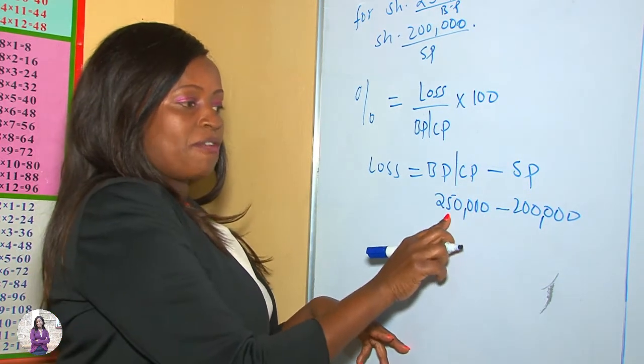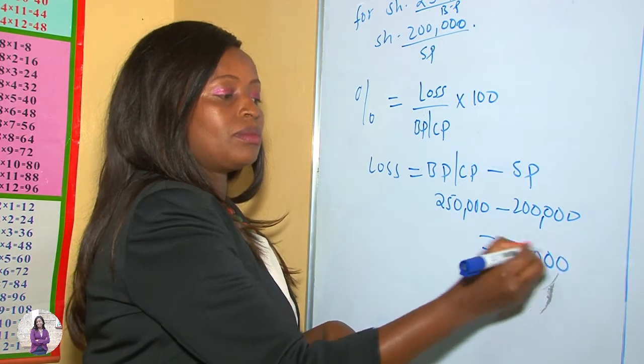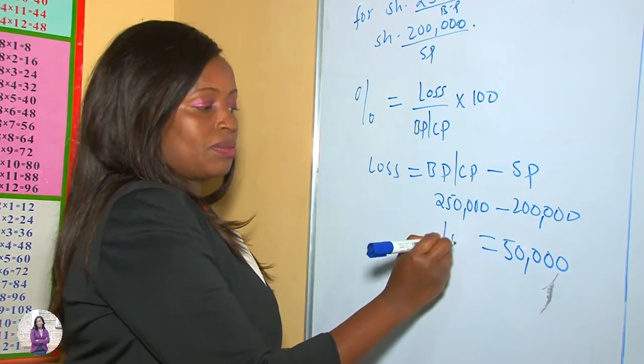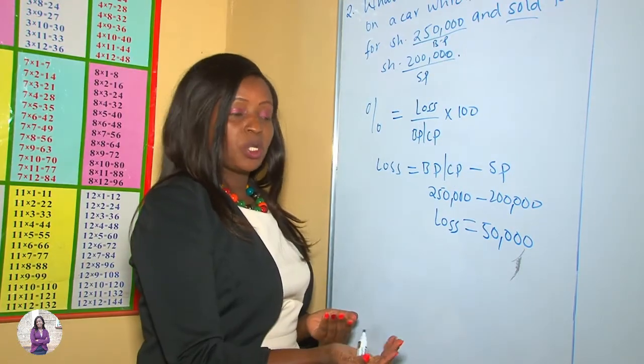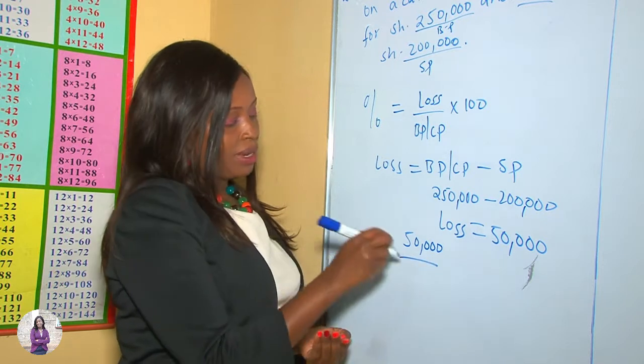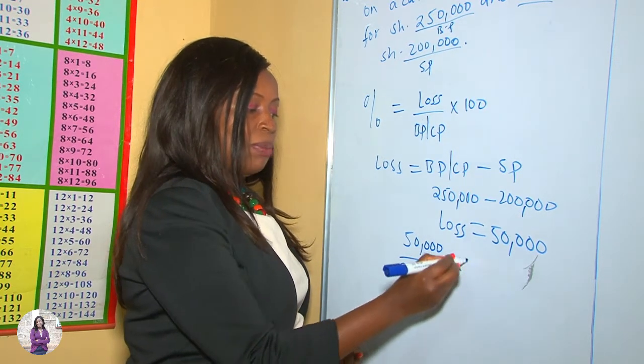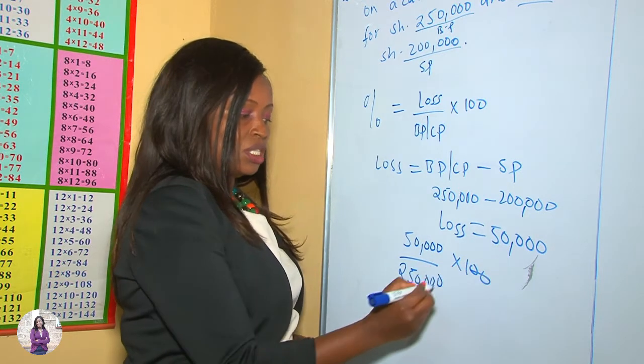Therefore, 250,000 take away 200,000 is equals to 50,000. This is our loss. Let's now get our percentage loss, which is loss of 50,000 divided by buying price of 250,000 multiplied by 100. So these two zeros, they cancel.